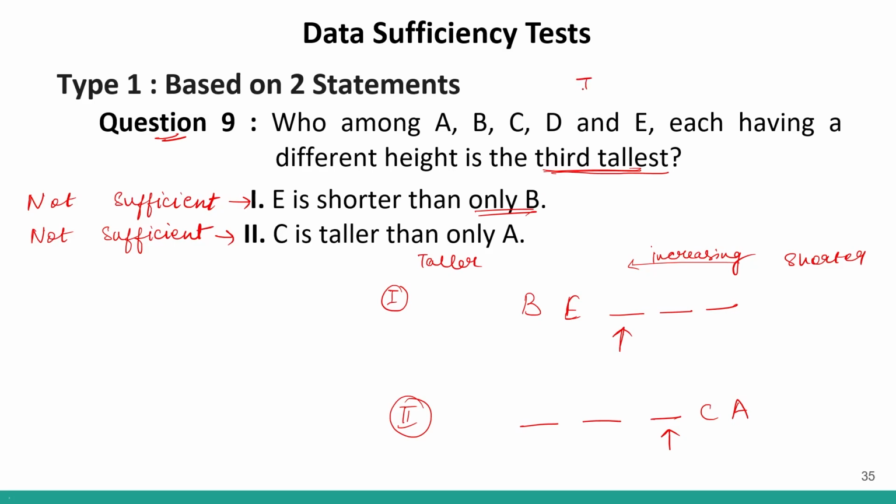Now let me combine statement 1 and statement 2. If I combine statement 1 and 2, I know B is sitting over here. I can see C, A are sitting over here. The only one remaining is D. So I can place D over here. This will be my final arrangement based on statement 1 and 2. Correct? So by combining statement 1 and 2, I can find the third tallest person, that is D.